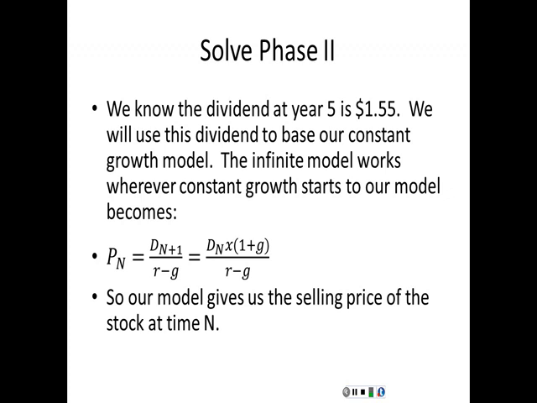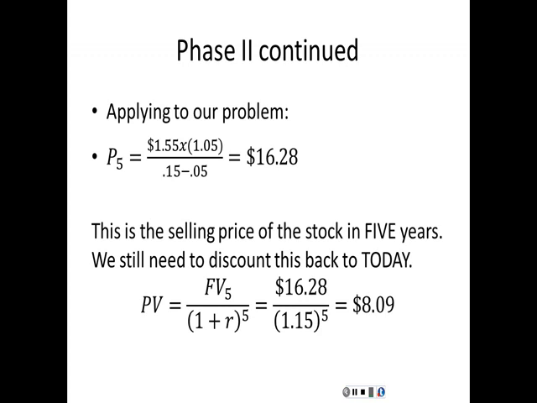So we'll take the dividend at year 5, we'll grow it out 1 year, and then we'll divide by R minus G, where R is our discount rate and G is our long-term growth rate in dividends. So here it would be $1.55 times 1.05 divided by the interest rate of 0.15 minus the growth rate of 0.05. Let's look at it on the next page. There's our calculation. So the selling price at year 5 is $16.28.